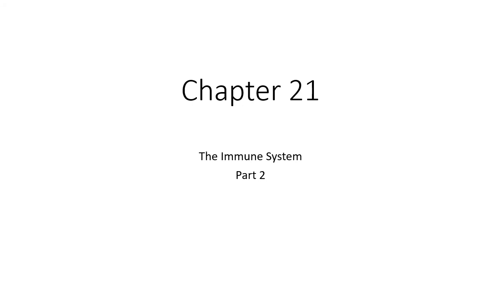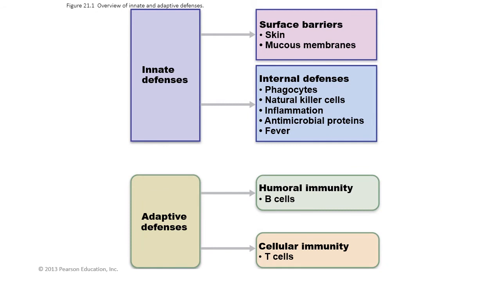This is chapter 21, the immune system, part 2. As a review, what we talked about in part 1, we started with the innate defenses. The first line of defense are the surface barriers, the skin and mucous membranes you see here at the top. Then you have the internal defenses, your phagocytic cells, your natural killer cells, inflammation, antimicrobial proteins, and fever.